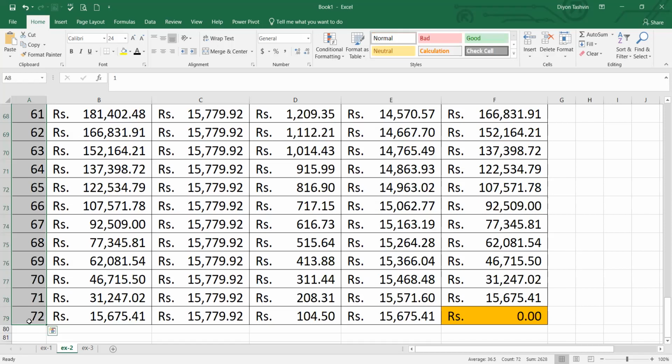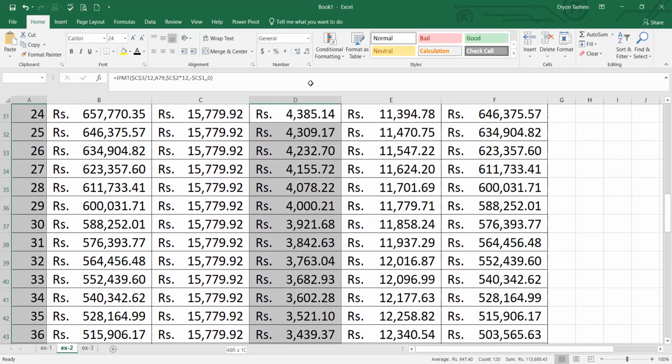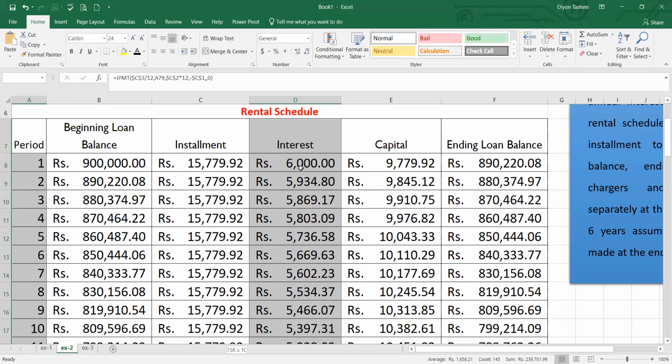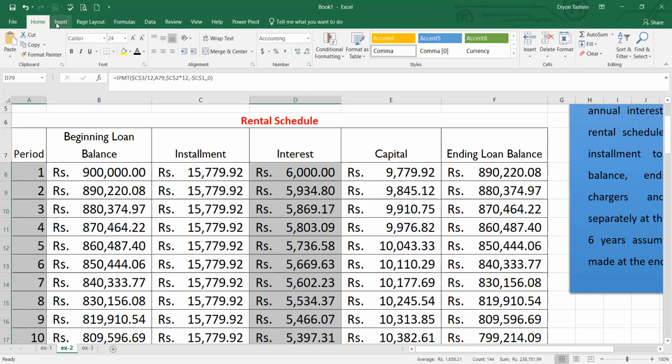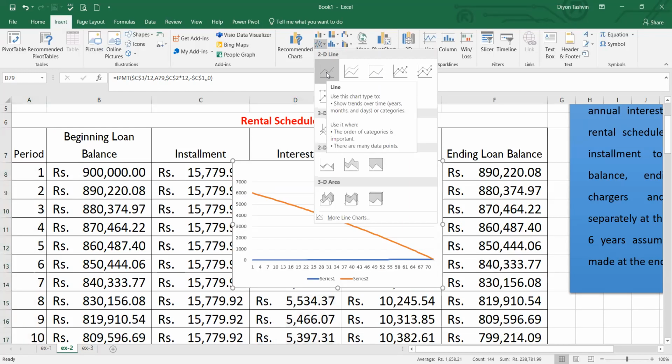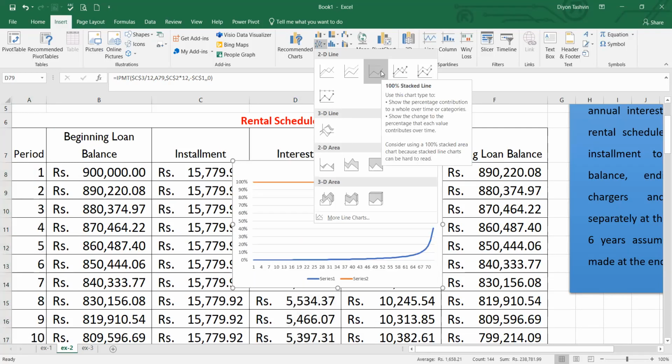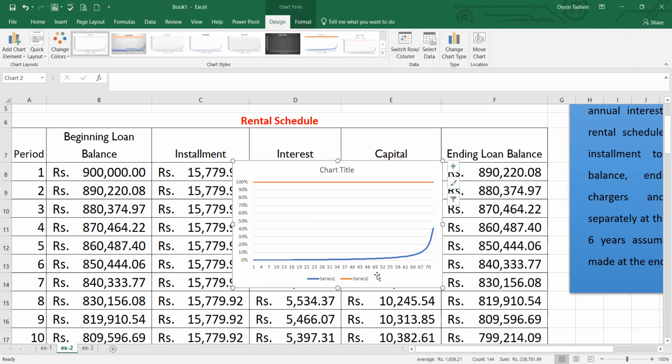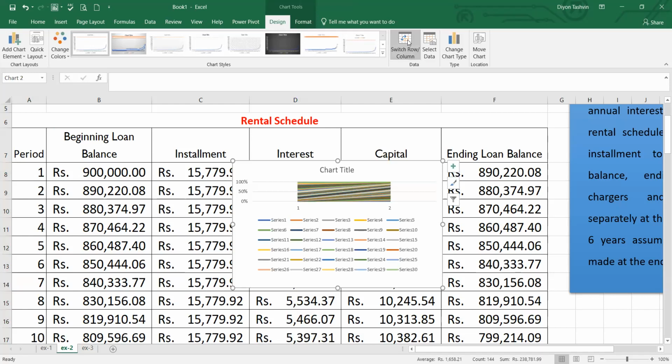Then by pressing the control key, we can select the interest. Then you can go to insert. You can select the charts. In the charts, you can select a line chart. So now I am going to change the figures, shift the rows.